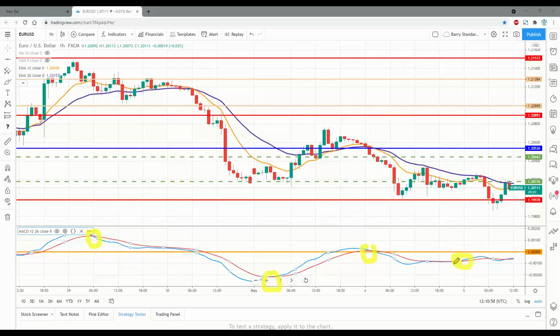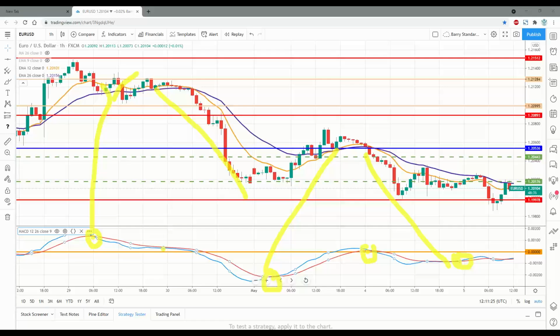Now, you notice here, we had the red line cross the blue line, or the signal line cross the MACD line, and it gave us a buy signal. The market's moved up slightly. Here a cross below gave us a sell signal. Here a cross above gave us a buy signal. Here a cross below gave us a sell signal.